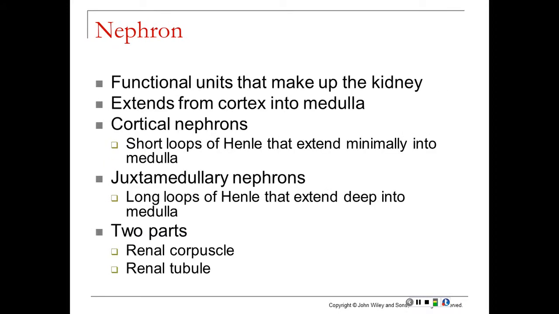Let's talk about what a nephron is. So the nephron is the functional unit of the kidney. This is a little structure that was that little yellow structure on that diagram a few slides back, extending from the cortex into the medulla. There's cortical nephrons, which have short loops of Henle that just go minimally into the medulla. And then another type of nephron called a juxtamedullary nephron, which has a very long loop of Henle going deep into the medulla. There's two parts to the nephron. There's what's called the renal corpuscle, and then there's another part called the renal tubule.